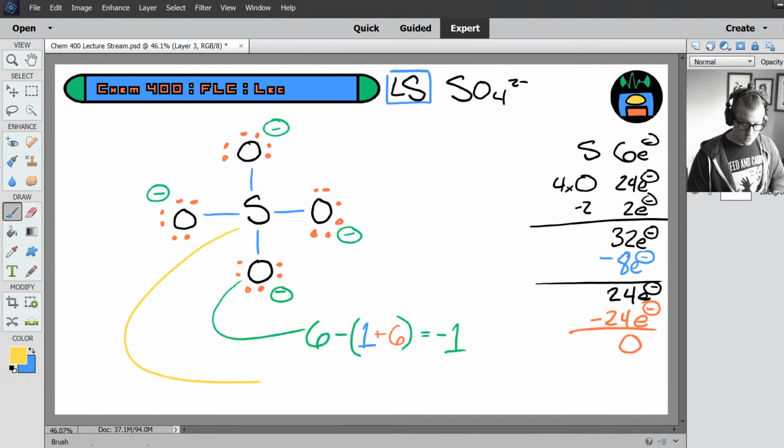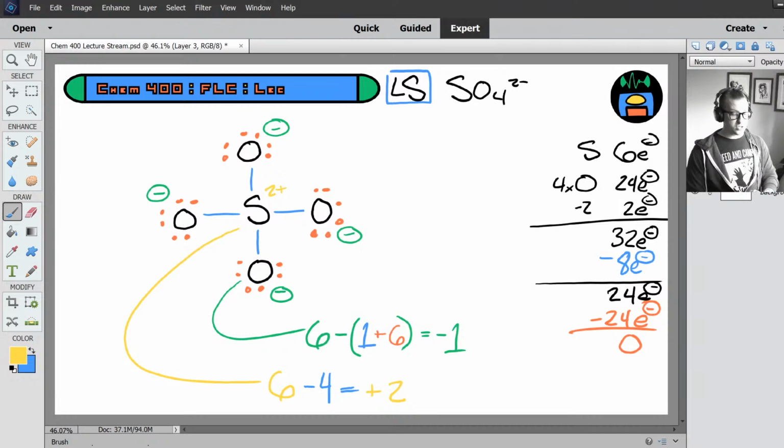Now let's calculate our formal charge for sulfur. Sulfur also has 6 electrons when it's neutral. In the structure as drawn, sulfur has no lone pair electrons and 4 bonds. So 6 minus 4 is +2. So sulfur has a formal charge of +2.